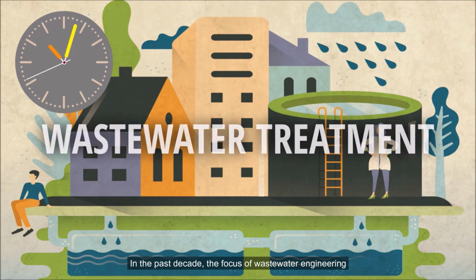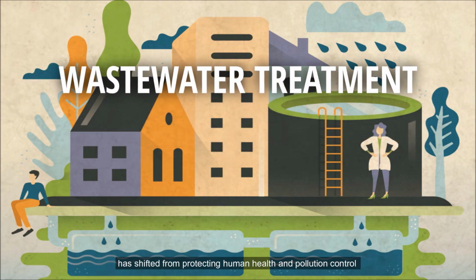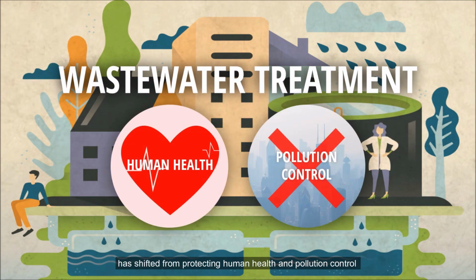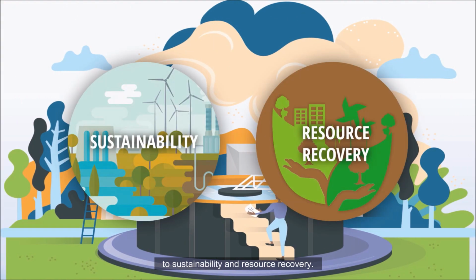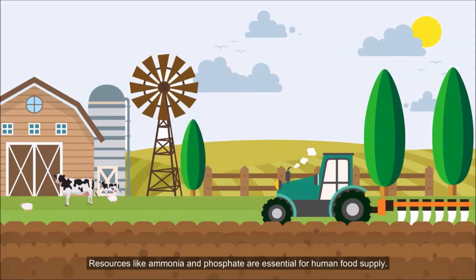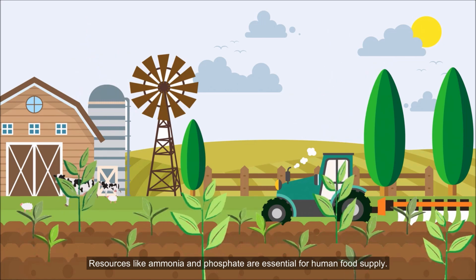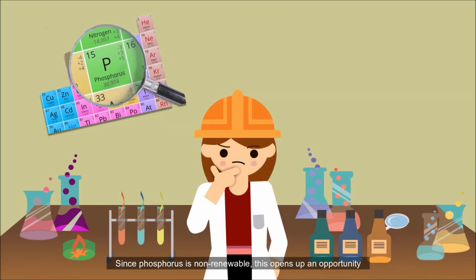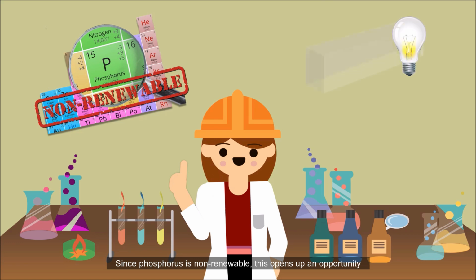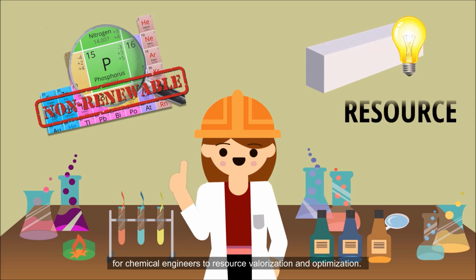In the past decade, the focus of wastewater engineering has shifted from protecting human health and pollution control to sustainability and resource recovery. Resources like ammonia and phosphate are essential for human food supply. Since phosphorus is non-renewable, this opens up an opportunity for chemical engineers in resource valorization and optimization.